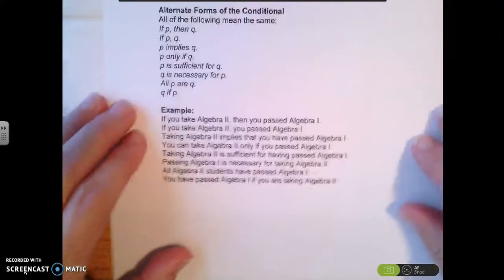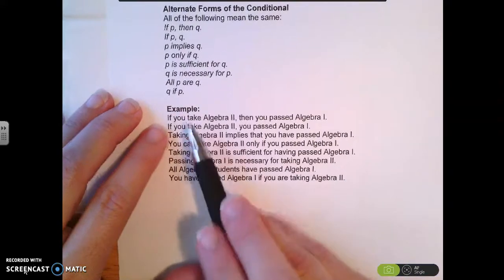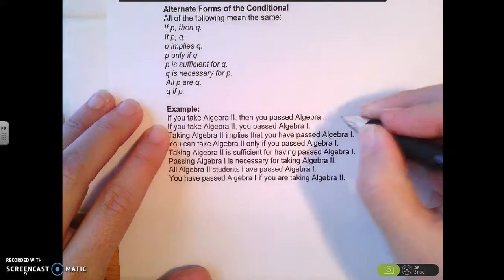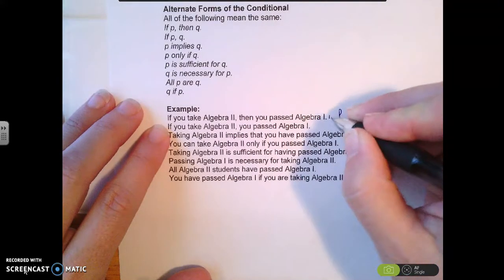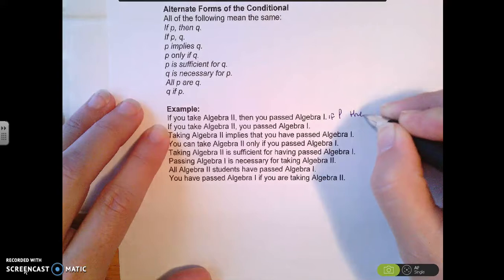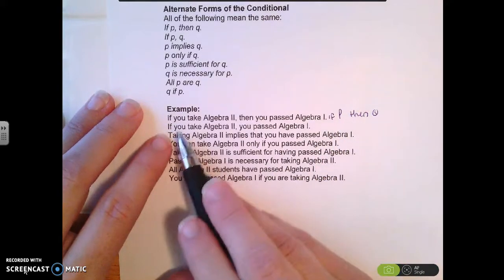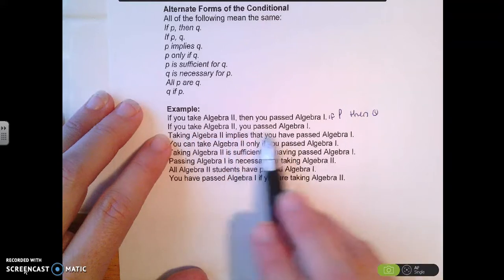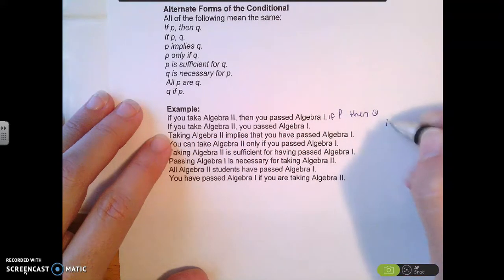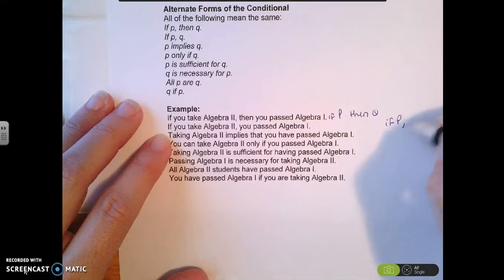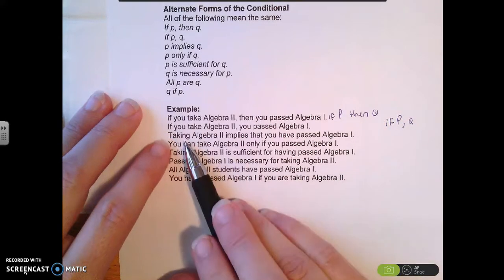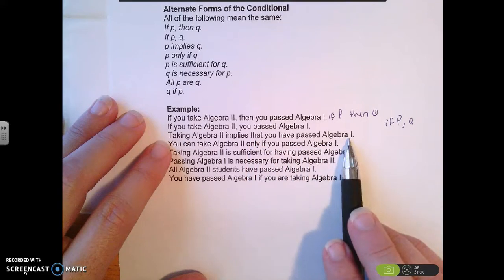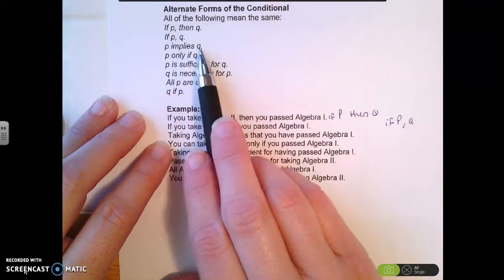So then we have another example here with Algebra 2. It says, if you take Algebra 2, then you passed Algebra 1. So that would be if P, then Q. If you take Algebra 2, you passed Algebra 1. So that would be if P, comma, Q. Taking Algebra 2 implies that you have passed Algebra 1. That would be the P implies Q.